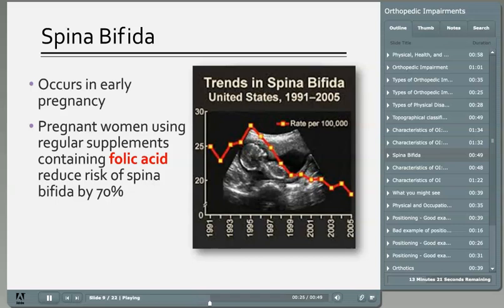Folic acid is a B vitamin that helps build healthy cells. During periods of rapid growth, such as pregnancy and fetal development, the body's requirement for this vitamin increases. Research has shown that if all women who could possibly become pregnant were to take a multivitamin with folic acid, the risk of spina bifida could be reduced by up to 70%.